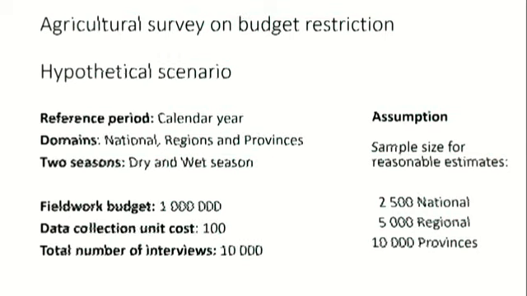And an assumption, just for explanation: we assume that 2,500 cases is enough for a reasonable estimate at national level, 5,000 for a regional level, and we need 10,000 to get estimation at the province level. This is just to explain the idea. Okay.